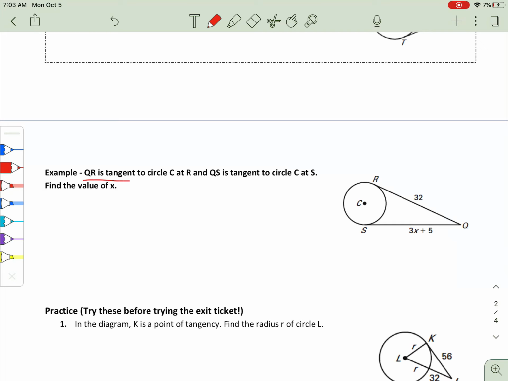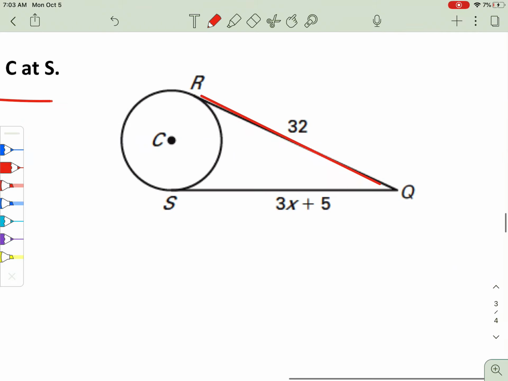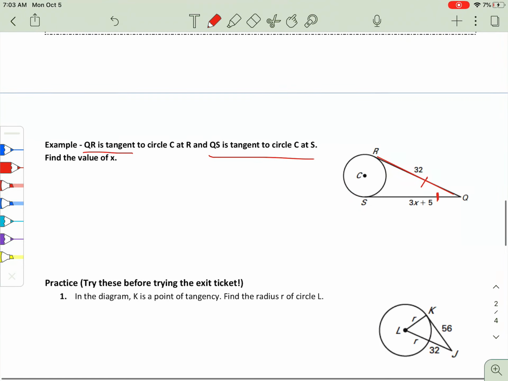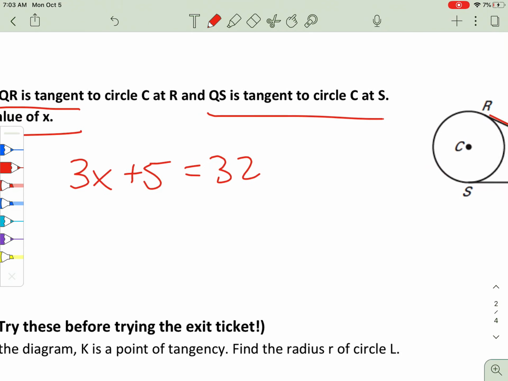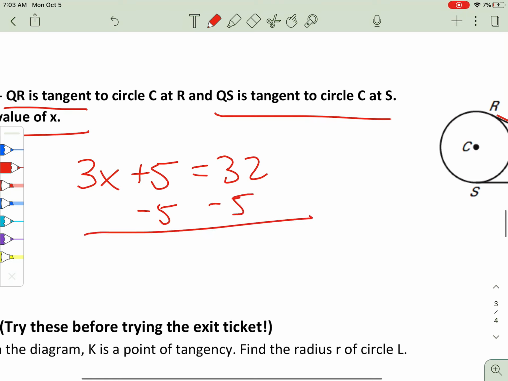So, for example, it says QR is a tangent. I don't know why it does that now. QR is a tangent to circle C, and QS is a tangent. So that tells us that this one is congruent to this one, and it wants us to know the value of x. So we are literally just going to set them equal to each other and solve, because they're 2 tangents from the same outside point, congruent, set them equal and solve. So subtract 5 from both sides. Divide by 3. x equals 9.